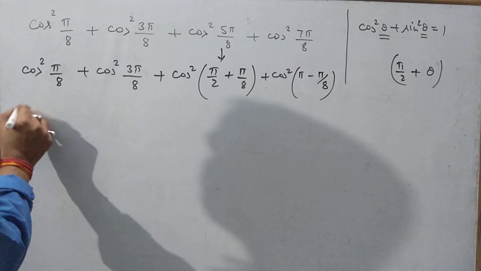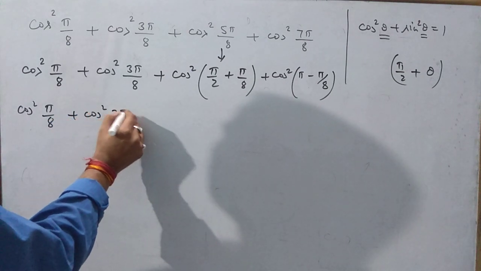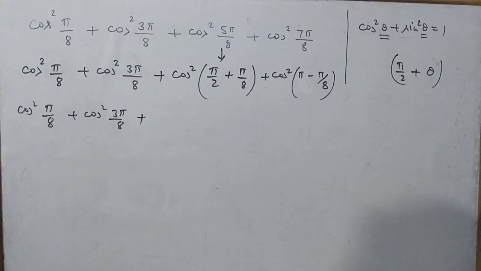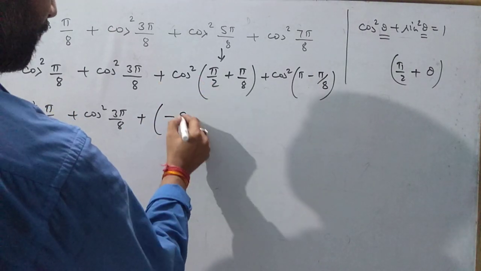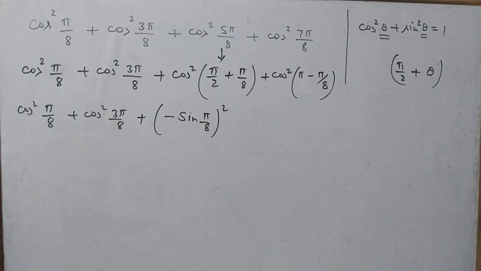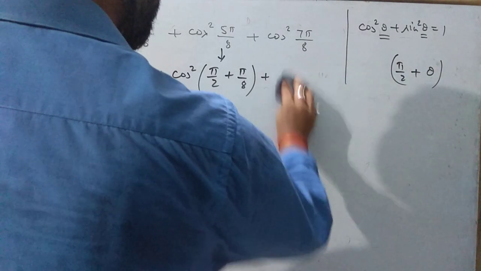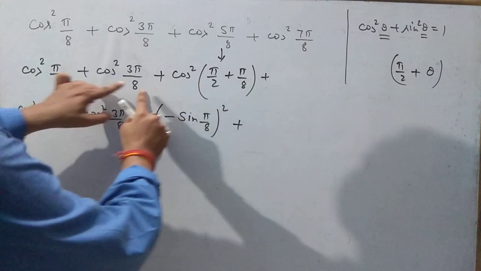So cos square pi by 8 plus cos square 3 pi by 8, so it is cos of 90 plus theta. 90 plus theta lies in which quadrant? Second quadrant. Second quadrant does not contain sine, so we put a minus, and the ratio changes, it is sine pi by 8 whole square, like this. One more thing: this angle 5 pi by 8 is breaking into pi by 8 terms, and it is given 3 pi by 8.